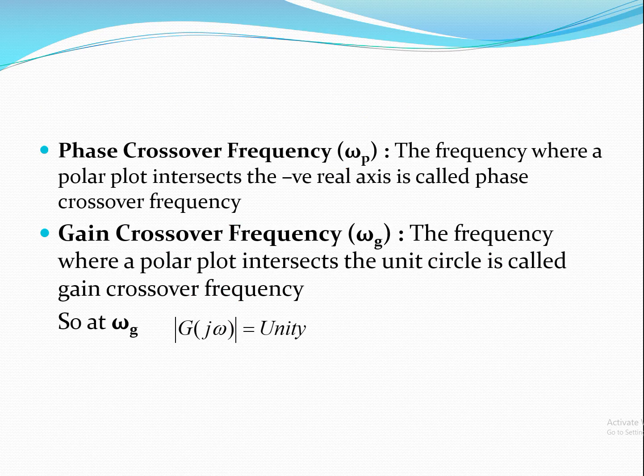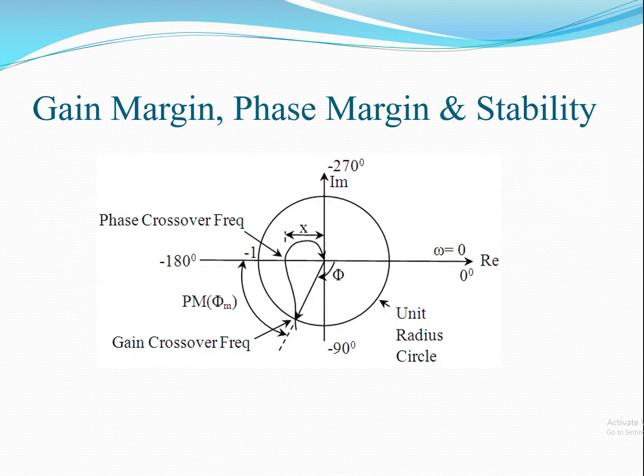The frequency where a polar plot intersects the negative real axis is called the phase crossover frequency. Gain crossover frequency is what? The frequency where the polar plot intersects the unit circle is called the gain crossover frequency. Okay, that is nothing but this.